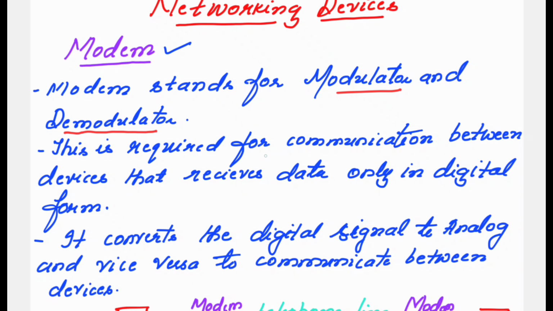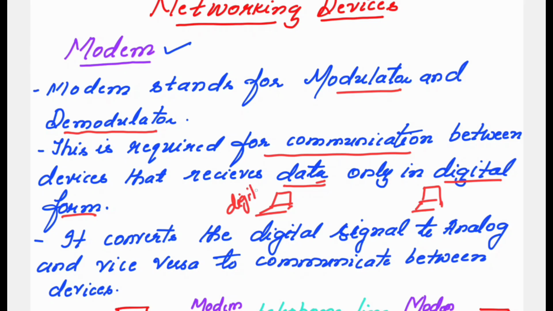This particular device is used for communication between devices that receive data. Remember here, that receive data only in digital form. Normally when we try to send data from one system to another system, suppose these are the two different systems that want to communicate, even this system always stores the data in digital form and is going to send the data in digital form only. And similarly at the receiver side also, the data is accepted only in digital form.